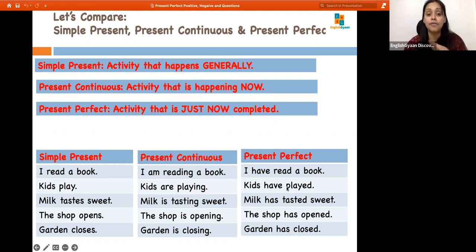Kids have played. They have finished playing. Milk has tasted. The shop has opened. The garden has closed. So this is the difference between simple present, present continuous, and present perfect.